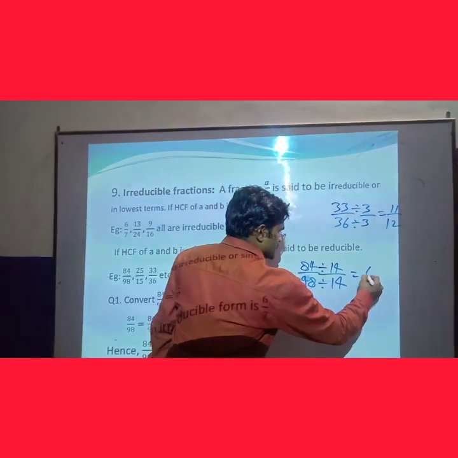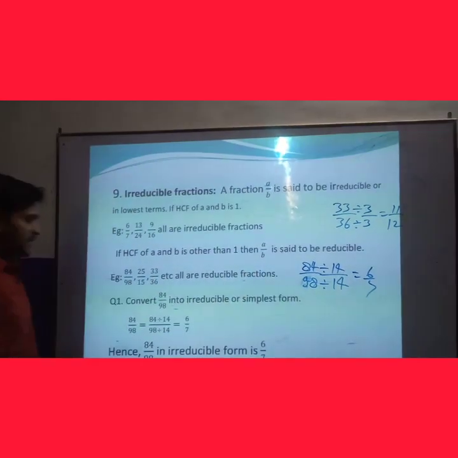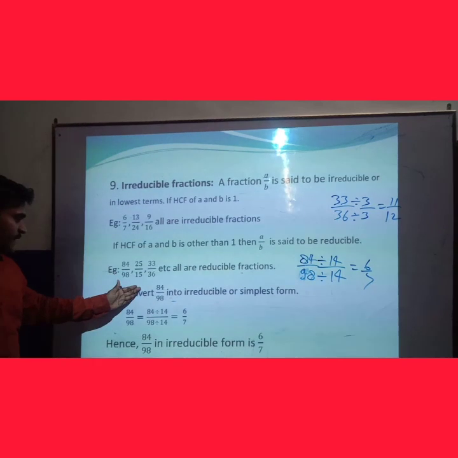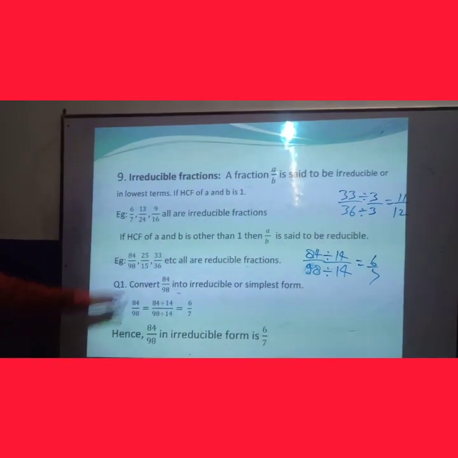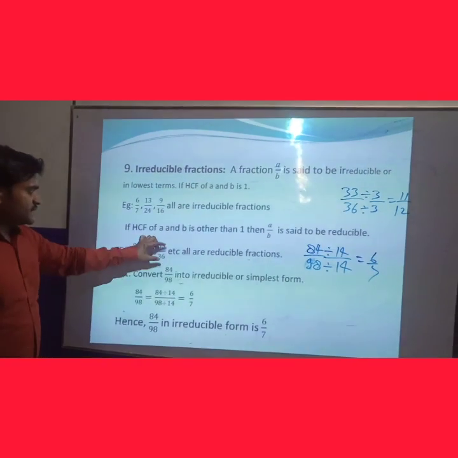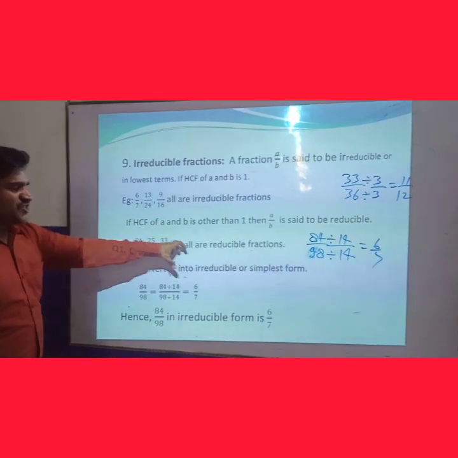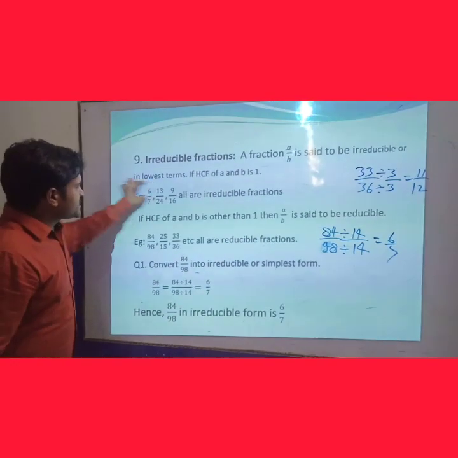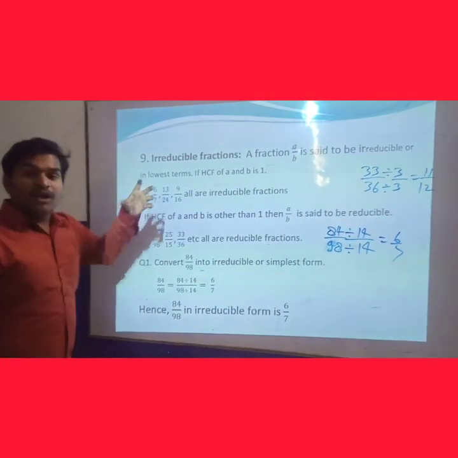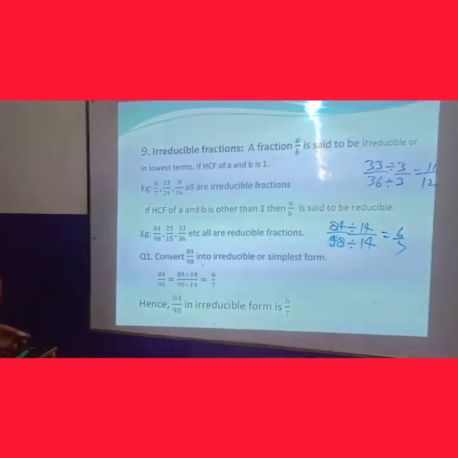So what we get? 6 upon 7. Like that 25 upon 15, there also the HCF of 25 and 15 is 5, and 33 upon 36, its HCF is 3. These all are reducible, means we can reduce them to the lowest term, but we can't reduce 6 upon 7 any further because it is already in the lowest term or irreducible.